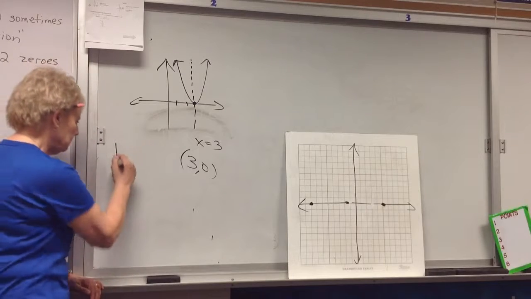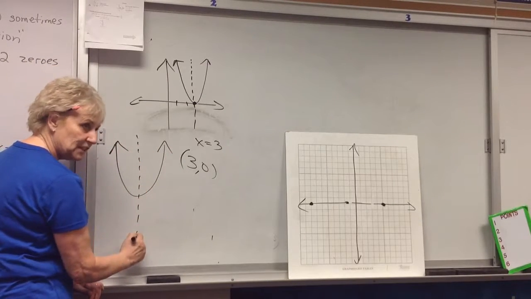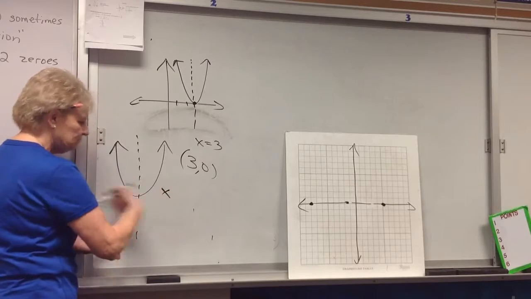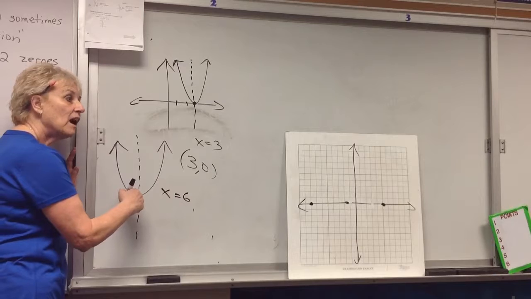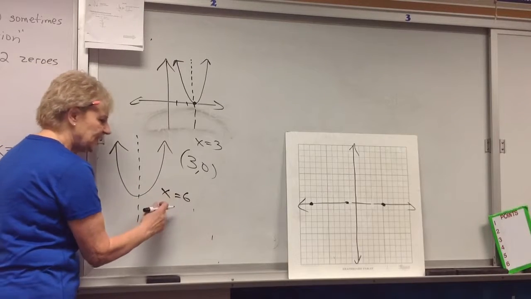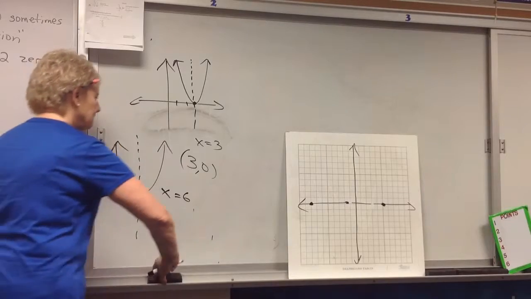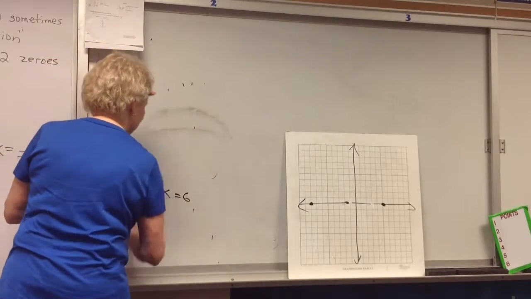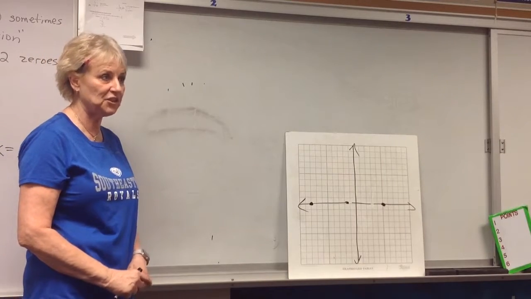Here's another example. This is your axis of symmetry. Let's say that goes through 6. X equals 6. Your vertex is 6 something. Now, how to find the vertex without a picture.